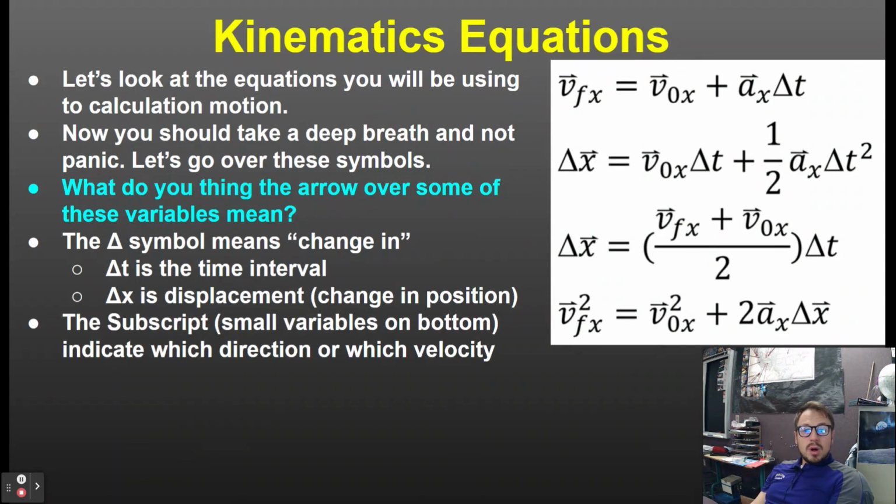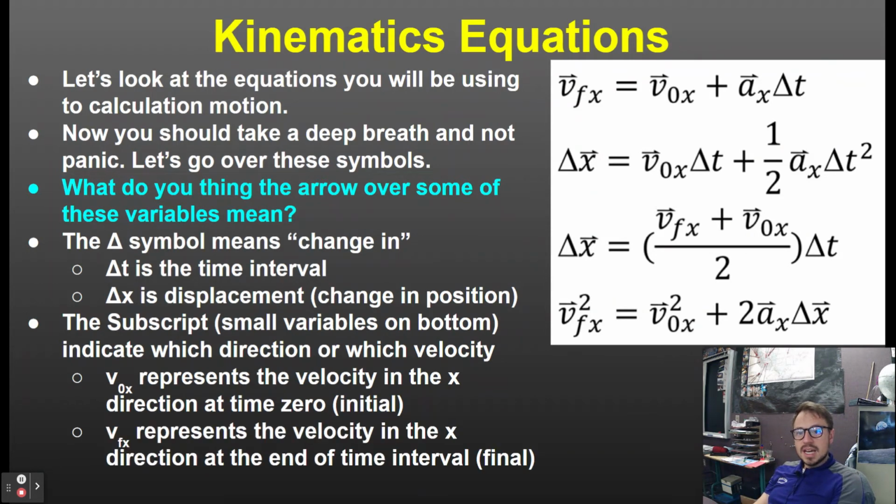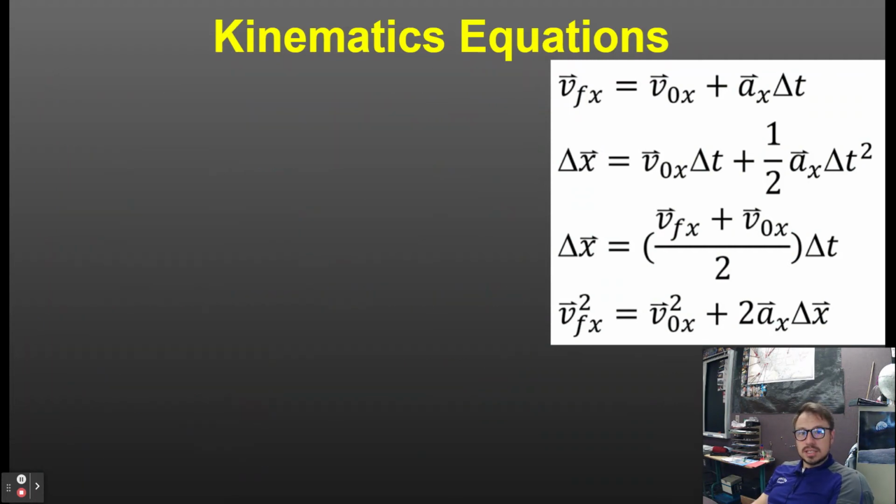The subscripts, those small variables at the bottom, indicate which direction or which velocity. So v0x represents the velocity in the x direction at time 0, when this time interval starts, the initial velocity. How fast is this object going? Vfx represents the velocity in the x direction at the end of the time interval, or the final velocity.